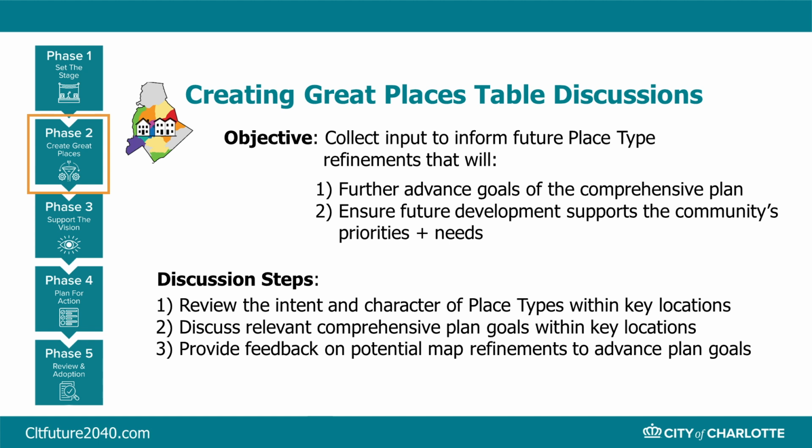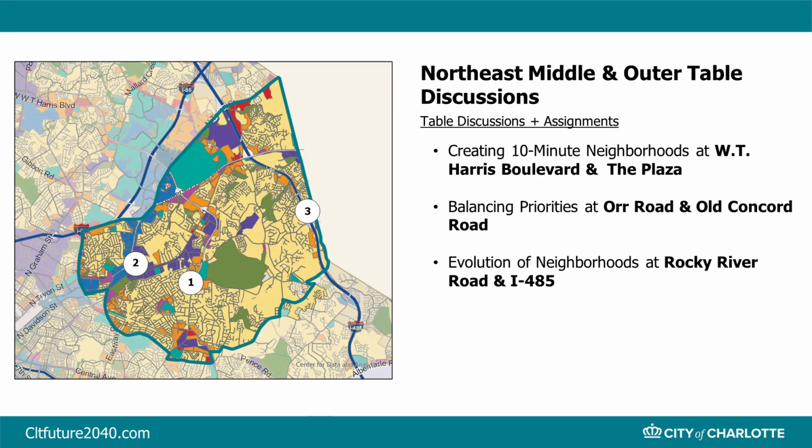The discussions are focused on a specific location. However, they represent conditions that are found at multiple sites or in various geographies. Therefore, the feedback received throughout 2023 will inform changes to sites with similar conditions, not just the locations featured in today's discussion. The 3 table discussions for the Northeast, Middle, and Outer geography are 1. creating 10-minute neighborhoods at W.T. Harris Boulevard and the Plaza. 2. Balancing priorities at Orr Road and Old Concord Road. 3. The evolution of neighborhoods at Rocky River Road and I-485.